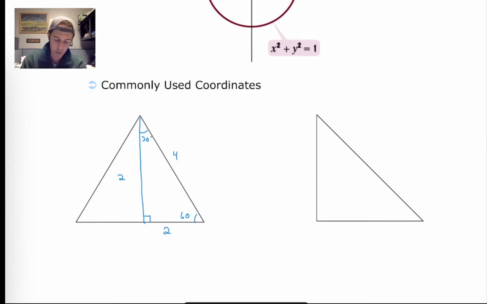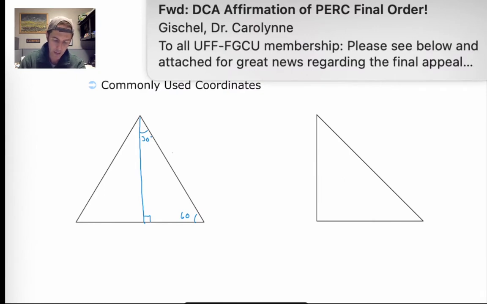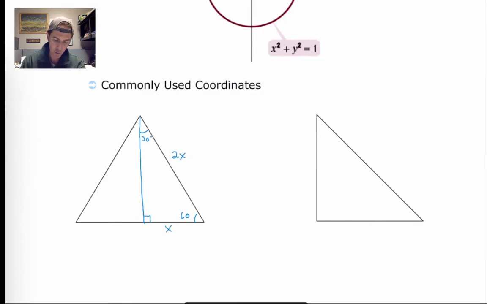Even more generally speaking, a way that we depict that is to label the hypotenuse as having a length of 2x, the short leg being half of 2x, which would be 1x, and then the long leg is the short leg times the square root of 3, x root 3. All right, so please commit that to memory. We're going to be seeing those relationships very frequently.